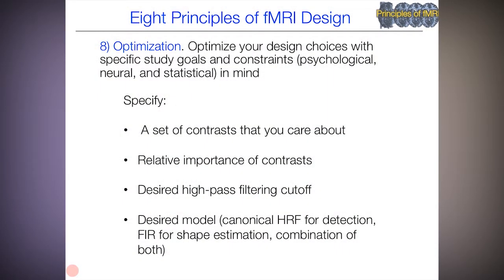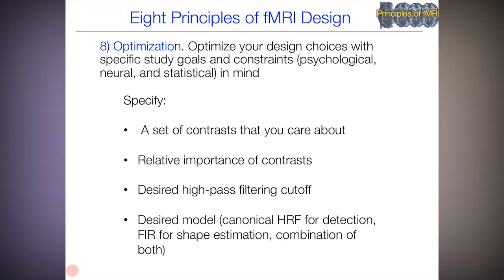The last principle is optimization. Optimize your design choices with specific study goals and constraints in mind. They could be psychological, neural, or statistical. In particular, we'll look at specifying a series of things. One is to specify a set of contrasts that you care about. If it's an ANOVA design, 2x2 ANOVA, you might specify that you care about the main effects and the interaction. That's 3 contrasts.